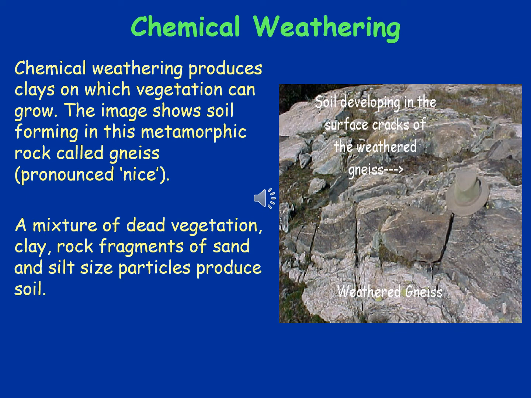Clay is formed by chemical weathering, and then vegetation can take hold in that clay. It's the very beginnings of soil, like what you're seeing here in this image of this metamorphic rock called gneiss. It's pronounced that way. And then once the clay starts to form, it's the rudimentary soil, and other things can take hold, like small grasses, moss, etc.